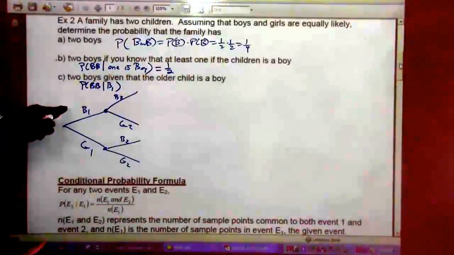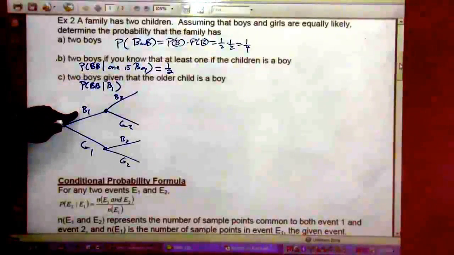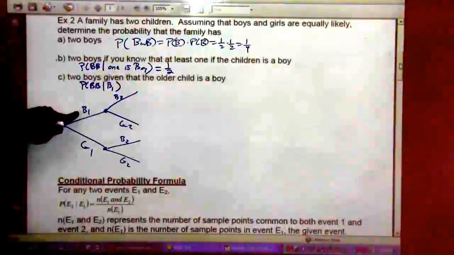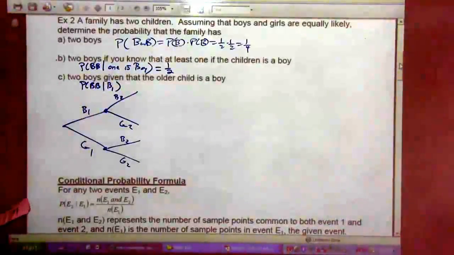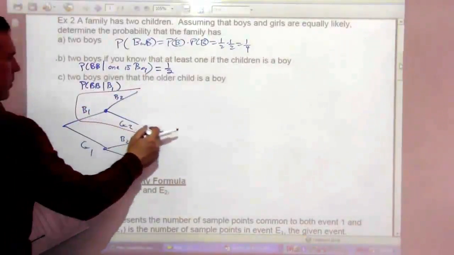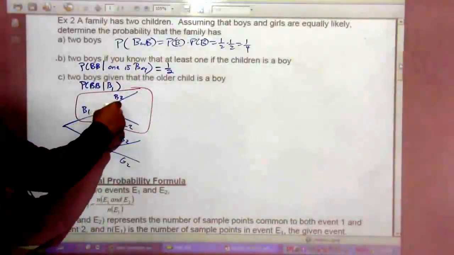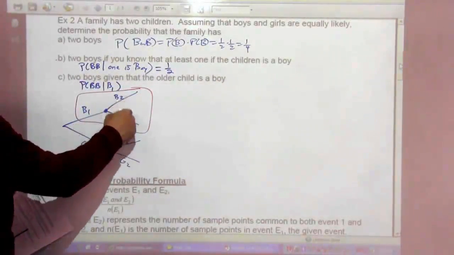So the third case is talking about probability of 2 boys given that the older one is a boy. So boy, then boy. So we're talking about being in this situation right here. Well, probability of having 2 boys, knowing one's a boy, is 1 out of 2 possibilities.